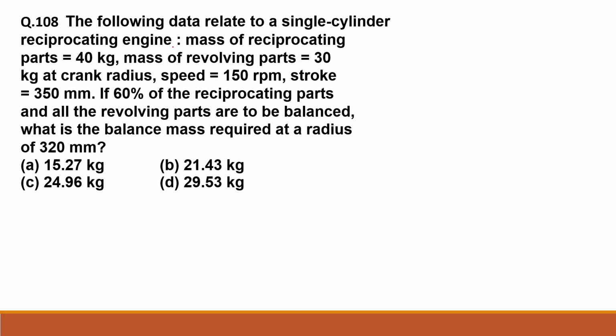Question number 108. The following data relate to a single cylinder reciprocating engine. Mass of reciprocating parts is 40 kg. Mass of revolving parts is 30 kg at crank radius. Speed is equal to 150 rpm. Stroke is equal to 350 mm. If 60% of the reciprocating parts and all the revolving parts are to be balanced, what is the balance mass required at a radius of 320 mm? This question is from theory of machines. Very simple question this also.